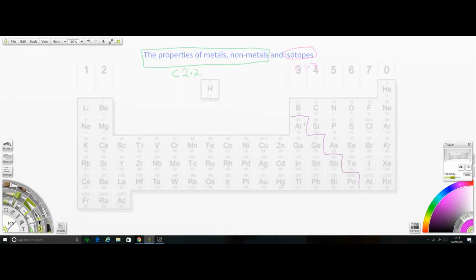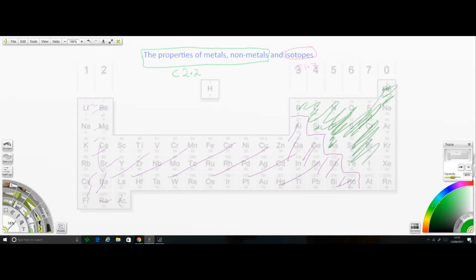And what you should have also said is that anything on this side of the stepped line, right, so everything here are metals, and everything on the opposite side are non-metals. So all of this on this side are non-metals. Okay, so that's the first distinction you need to be able to make.